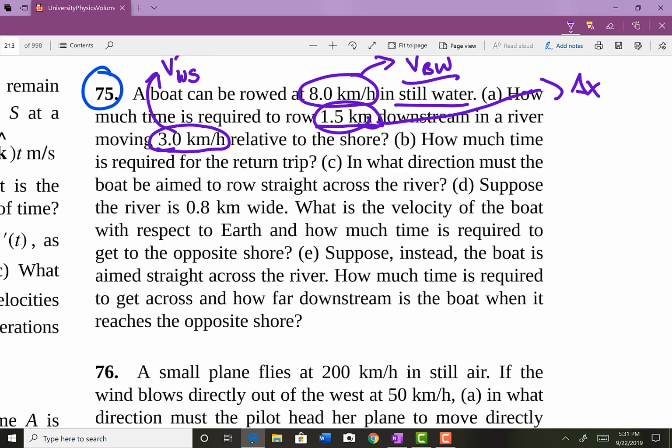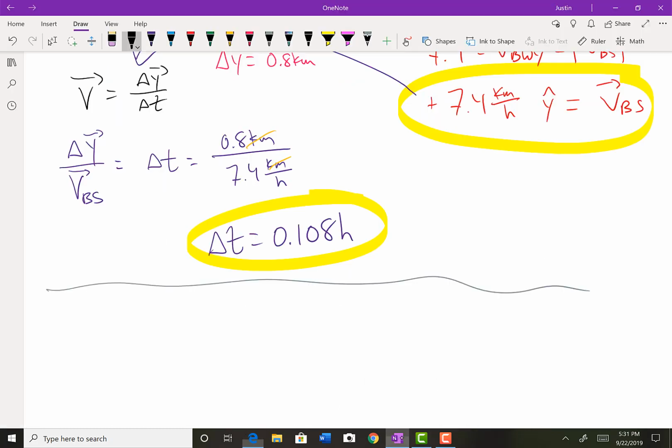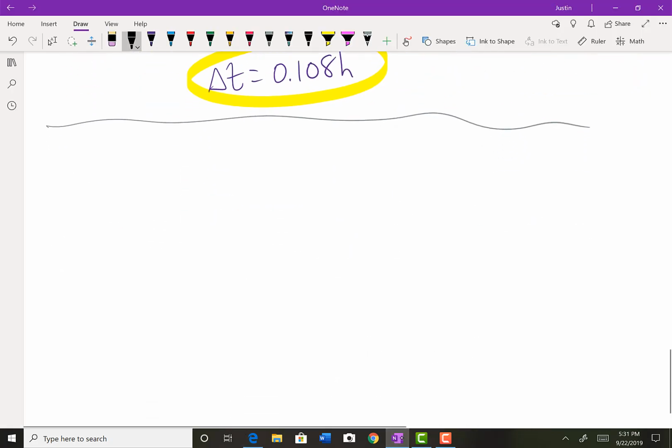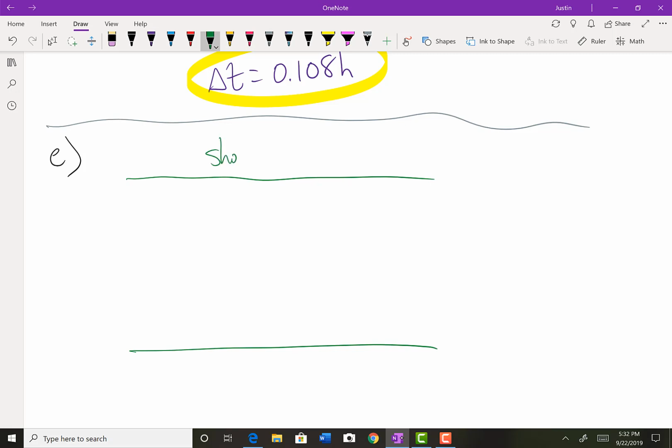So, okay, how much time is required to get across and how far downstream is the boat when it reaches the opposite shore? All right, so this is part E. Again, I'm going to draw my shore. There's my shore. It's a crappy looking shore, but, you know, deal with it. I make myself laugh. So there we go. We got that.